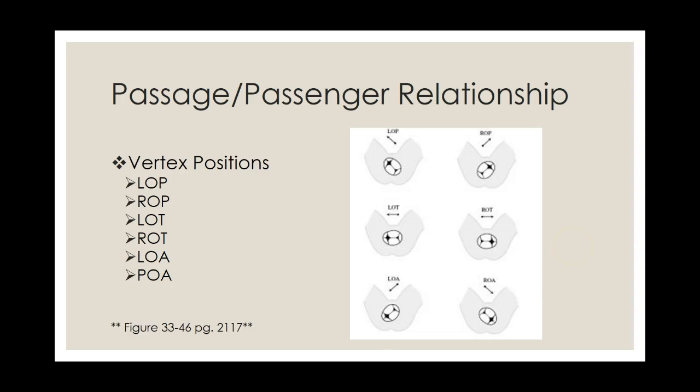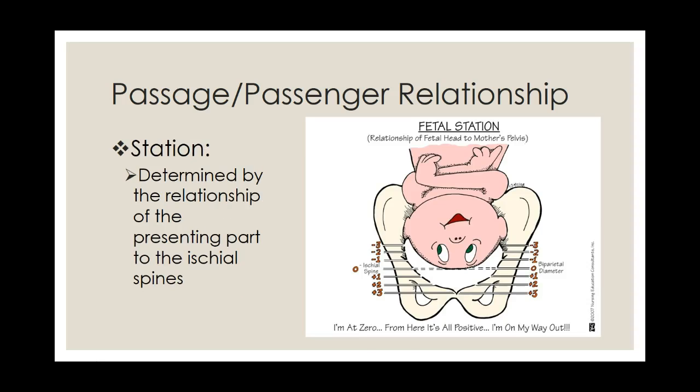So the ischial spines, whenever we're talking about station, are at 0. If the presenting part has reached the ischial spines, then the baby is at 0 station. If the baby is -1, -2, or -3, then it's that far above the ischial spines. Anything that's positive, so +1, +2, +3, then that means the baby is closer to delivery.